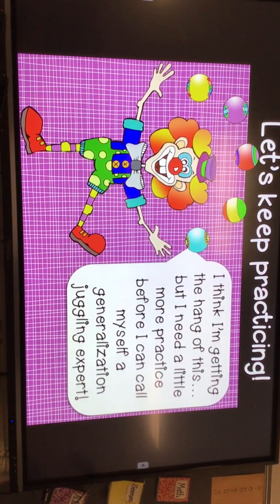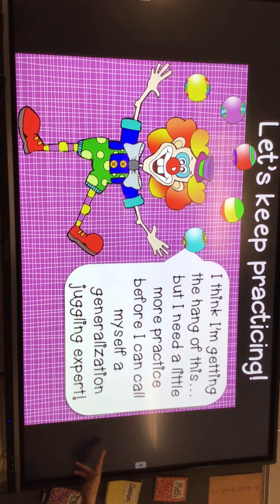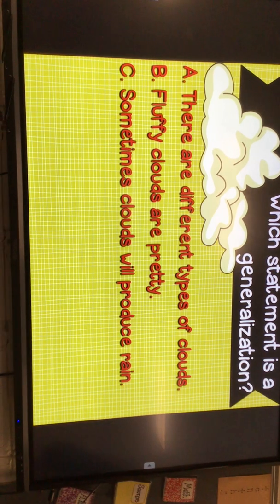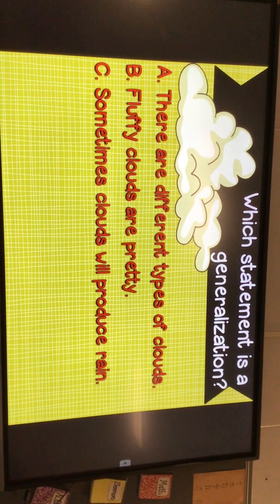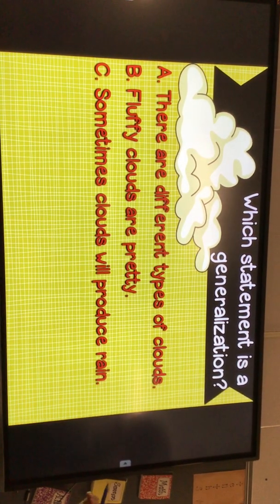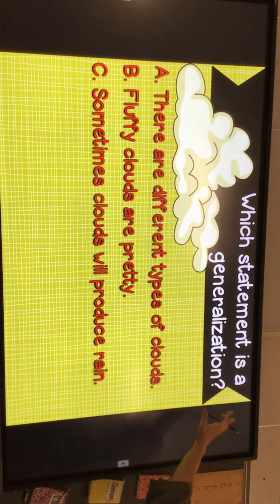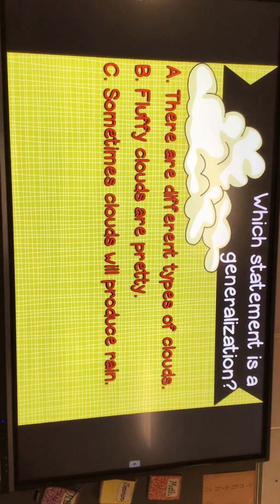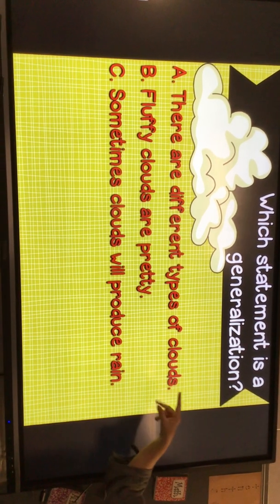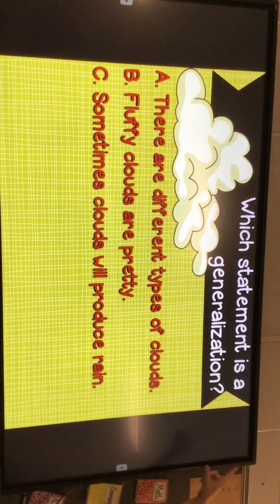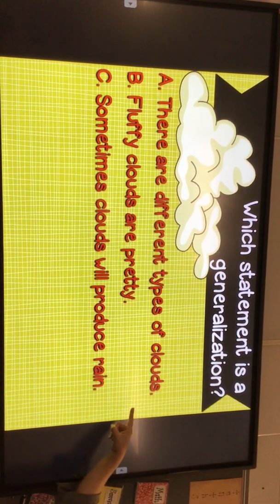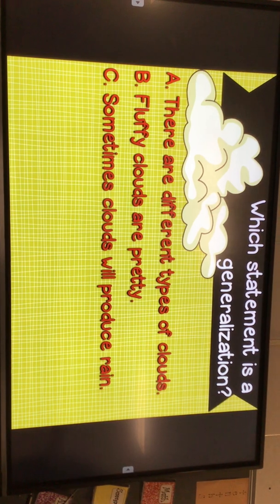I think I'm getting the hang of this, but I need a little more practice before I can call myself a generalization juggling expert. Now, on your response sheet, what do we have here? Step 1. Which statement is a generalization? So, is it A, B, or C? There are different types of clouds. Fluffy clouds are pretty, or sometimes clouds will produce rain.